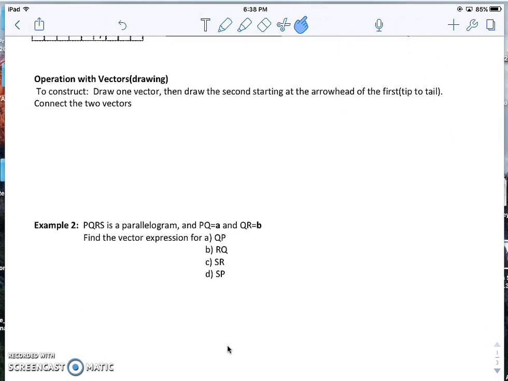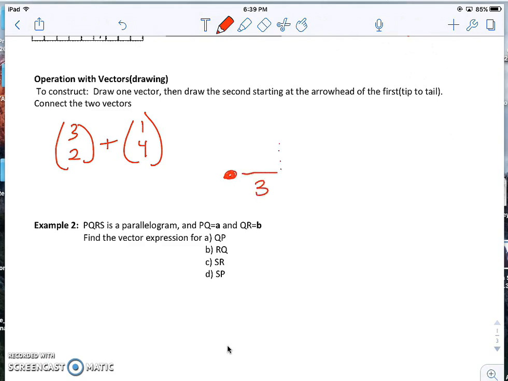So to construct vectors, draw one vector and draw the second vector at the arrowhead of the first. For example, if we had (3, 2), and we touched on this yesterday, plus (1, 4), we'd start here, (3, 2), there's our vector, plus (1, 4). And our final vector is the one that goes from the beginning to the end. So that's why we have (4, 6).